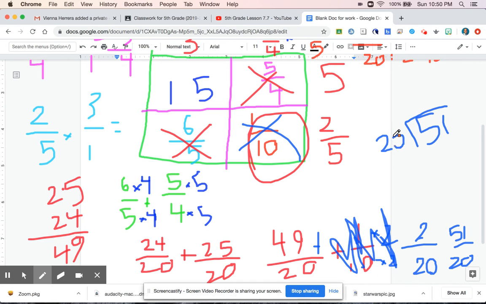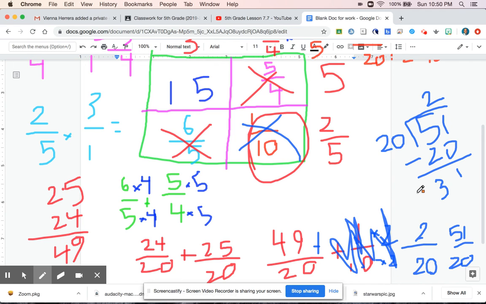So 51 divided by 20, how many times does 20 go into 51? Well, 20 times 1 is 20. Can I get bigger than that? 20 times 2 is 40. Can I get bigger than that? 20 times 3 is 60. Nope. So I got to do 20 times 2. And that gives me 20. Do my subtraction. 1 minus 0 is 1. 5 minus 2 is 3.